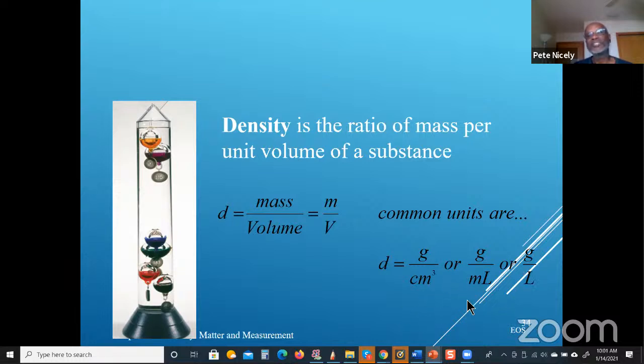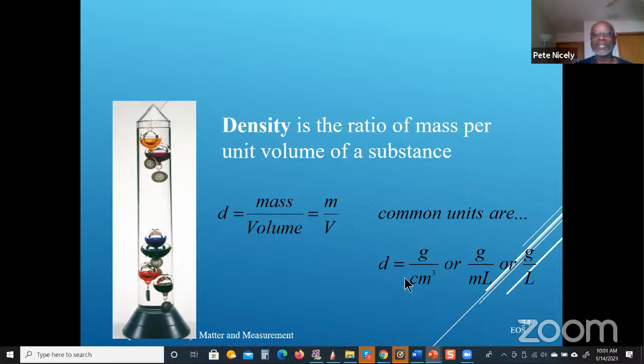Typically, we use grams per cm cube or grams per mil when it comes to expressing the density of solids and liquids. We use grams per liter when we are expressing the densities of gases. And the reason is kind of obvious. Gases basically have very low densities because for the same mass, they occupy a larger volume. So numerically speaking, it's more convenient to express the units of densities of gases in terms of grams per liter. And for solids and liquids, we stick to grams per cm cube or grams per mil.